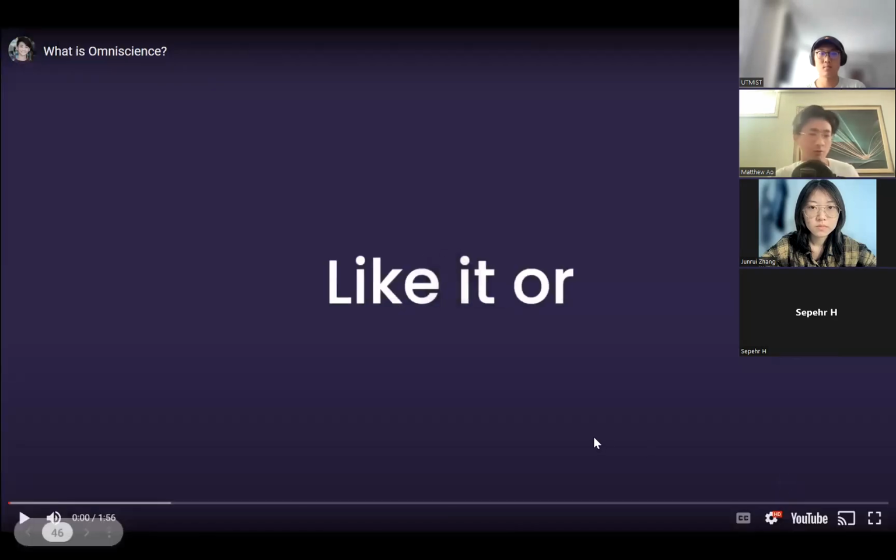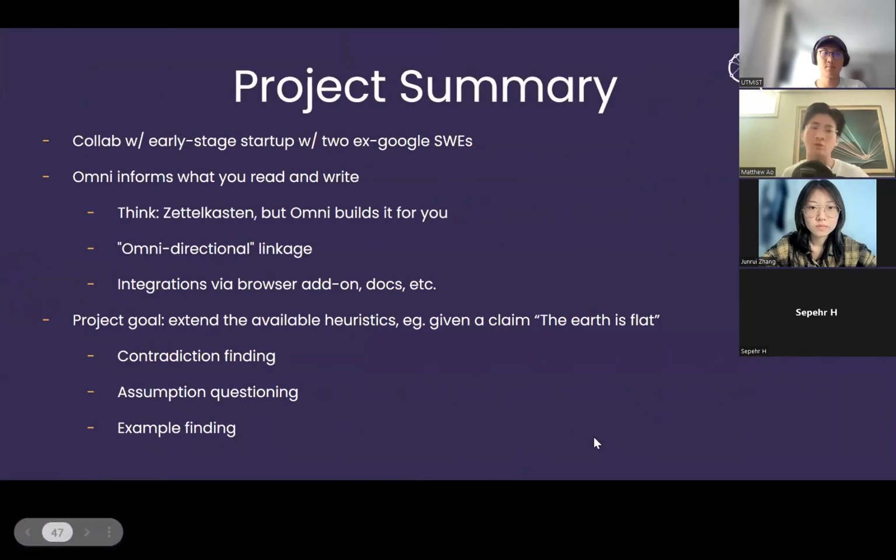All right, thank you for that quick little demo. For a bit more context, this project is in collaboration with an early stage startup founded by two ex-Google software engineers based in San Francisco. The goal of our project specifically is to extend the existing capabilities of the Omni Chrome extension, which is still in beta. As you've seen in the video, the current extension retrieves knowledge from a user's existing database based on what you type or highlight in your browser, and it ranks the results based on semantic similarity.